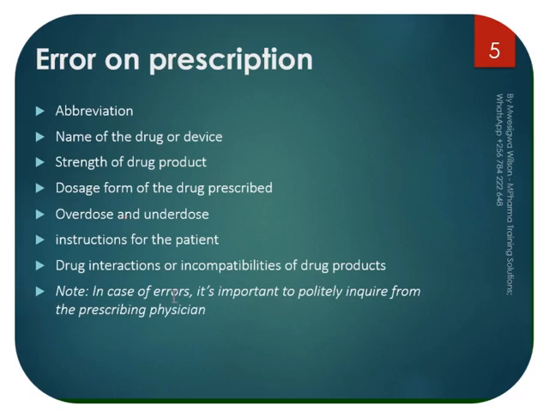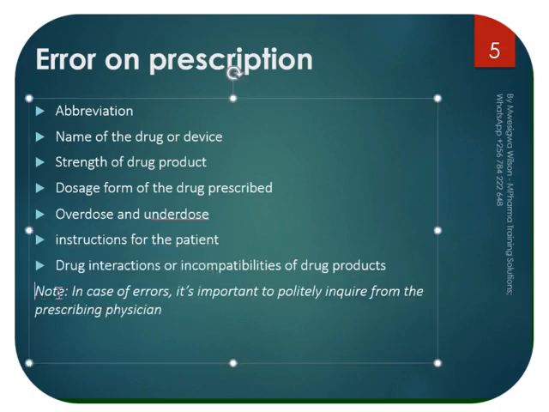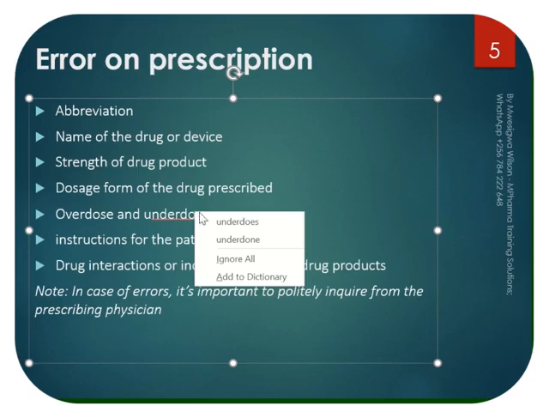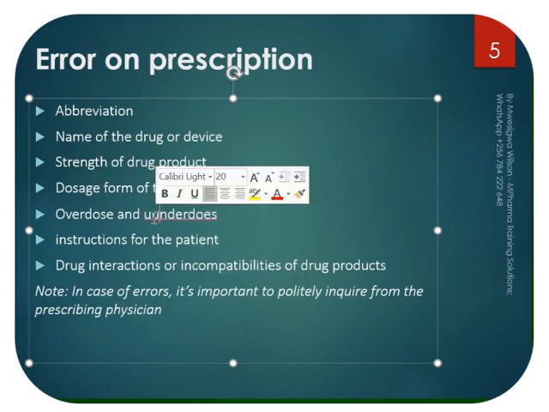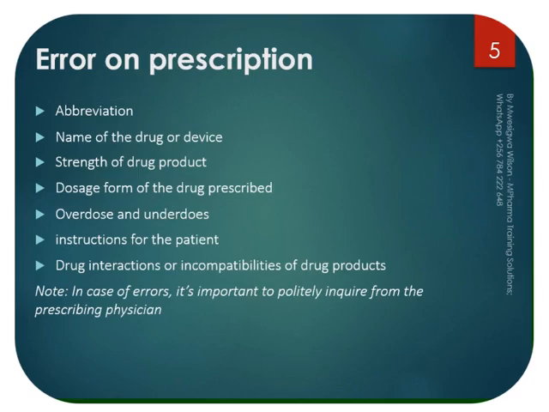Now, in case of any errors, it is important to politely inquire from the prescribing physician. Don't show any superiority that you know better than the other. No, inquire politely. You have to use soft skills, as we have agreed that soft skills are key for any pharmacy professional. In case of any errors, it is important you inquire from the prescribing physician or doctor to rectify the error.